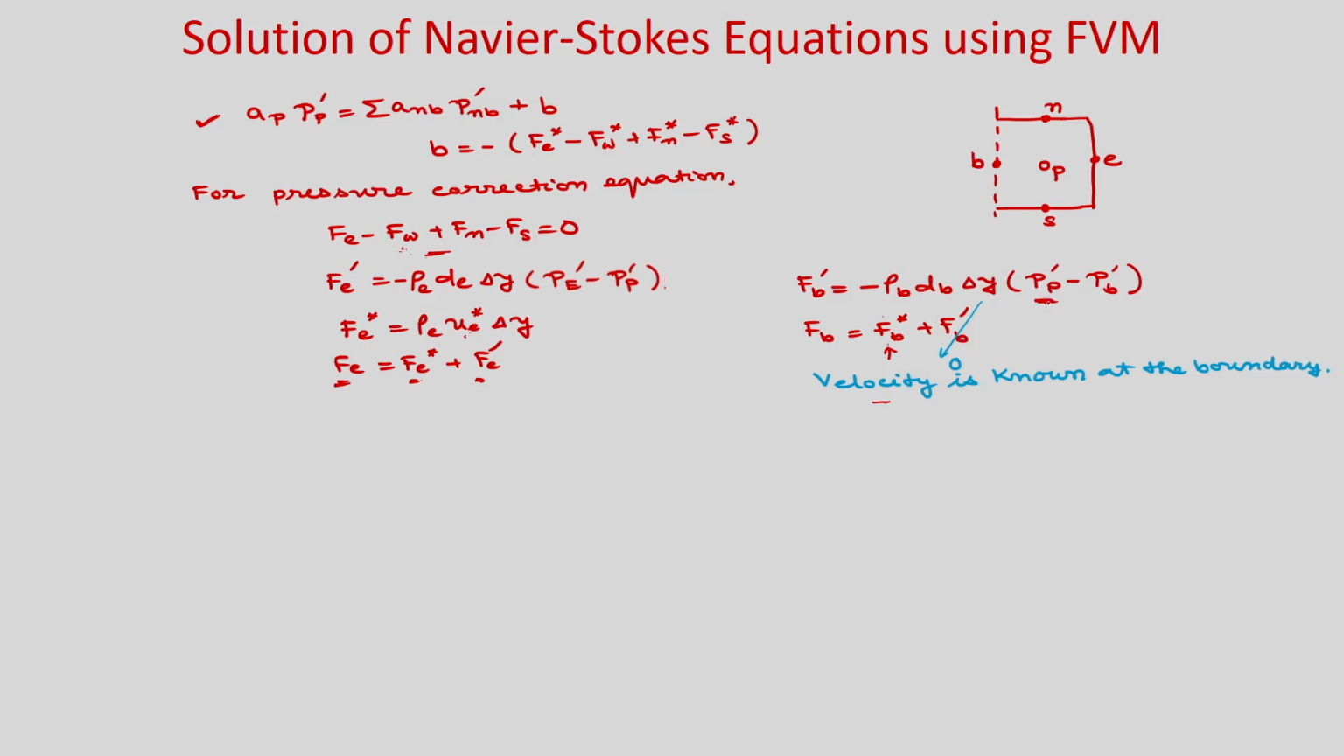And in other words, you can also say that if F b prime is 0, then this will be 0, that means P p prime minus P b prime will be 0, and hence you can write P b prime is equal to P p prime. That means at this point you are applying a kind of Neumann boundary condition, del P p prime by del x is equal to 0. So, this is x direction, this is your y direction. So, obviously del p prime by del x is 0.